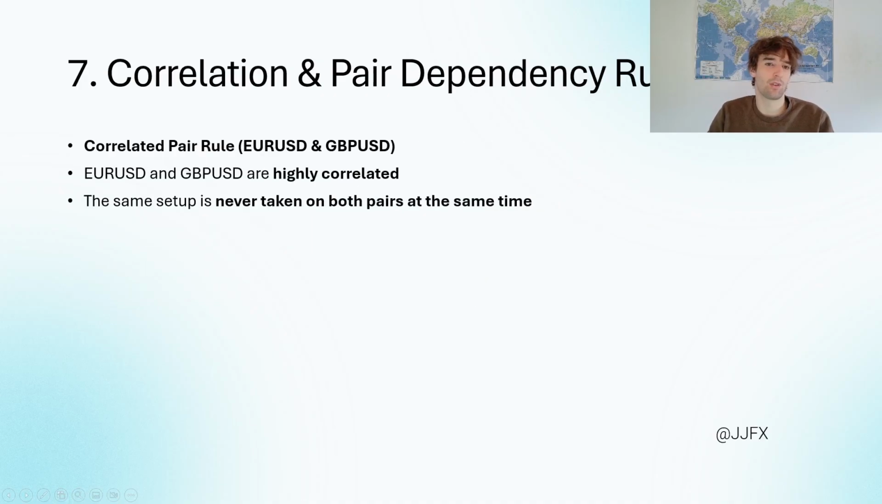We also have a correlation and some pair dependency rules. This is actually the same as on the Asia sweep. So we have a correlated pair rule that applies for EU and GU. Since EU and GU are highly correlated, the same setup is never taken on both pairs. So if we're looking for longs, then I'll be taking the trade on the most bullish pair. I'll be checking all the time frames and I'll enter on the most bullish pair.